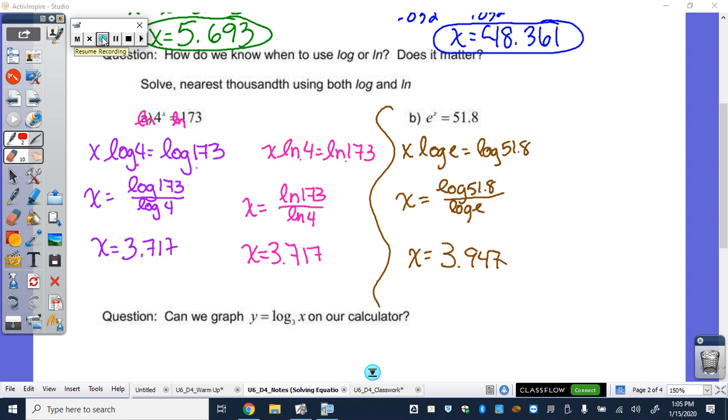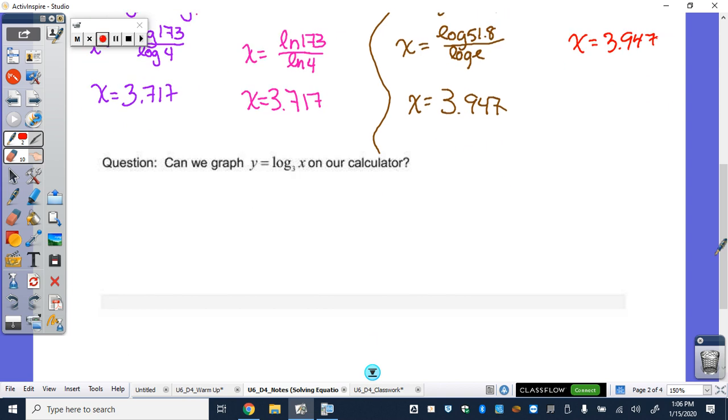So now let's try taking the ln of both sides. Again, what happens when I have ln of e? It goes to 1. So really all you have to type in your calculator is the ln of 51.8. 3.947. So does it really matter? No. Does ln just make that easier when you have e? Yeah, because that just cancels out and then you've got less to type in the calculator. So ln's are easier when you have a base of e, but either one really works, so it really does not matter.